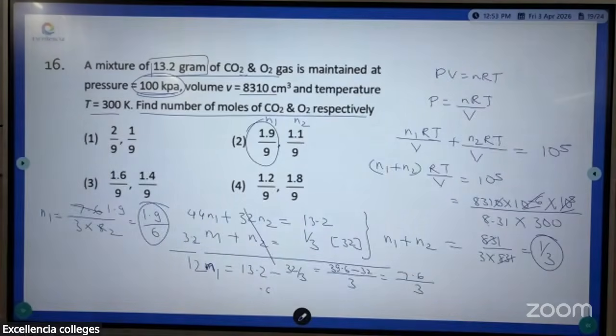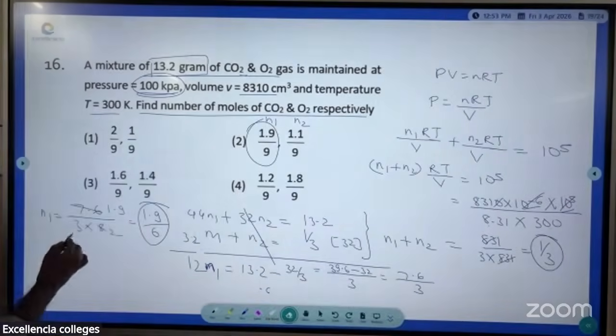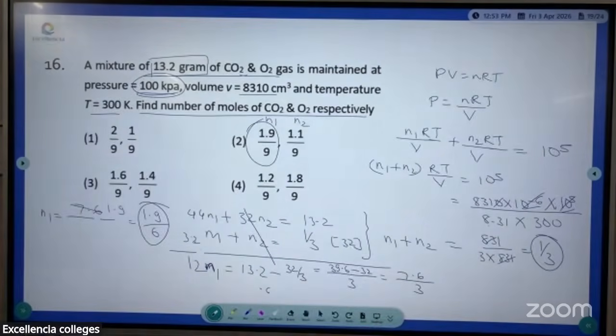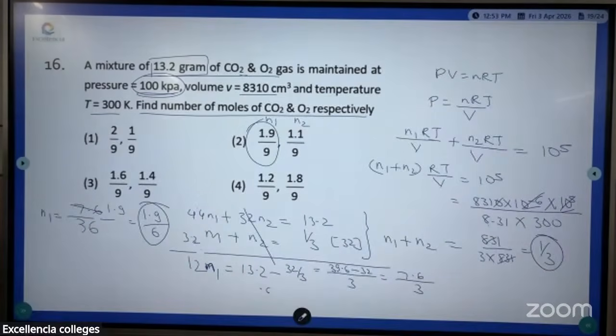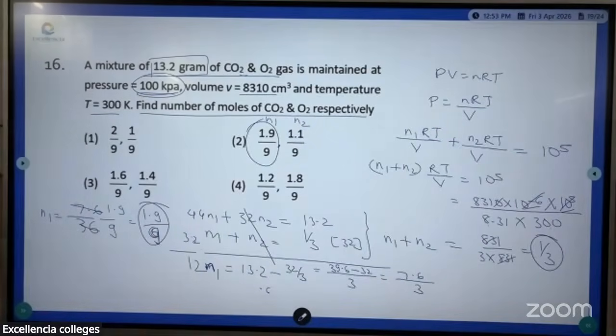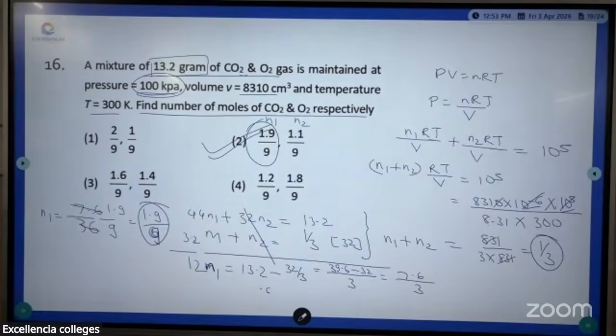So 12 N1 will become 7.6 by 12 here. So the denominator I will change slightly. It will become 7.6 divided by 36. Now we can cancel by 4. It will become 9 here, so 1.9 by 9. That's the value here. So N1 becomes 1.9 by 9. So that's the answer here. There you go. N1 is 1.9 by 9.